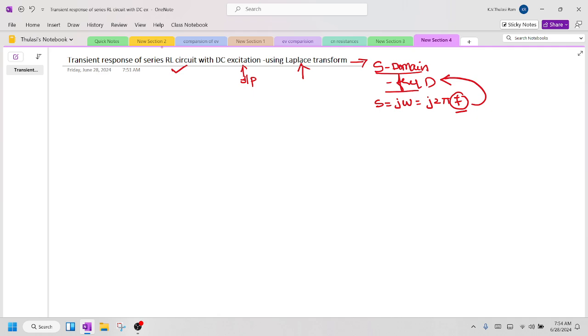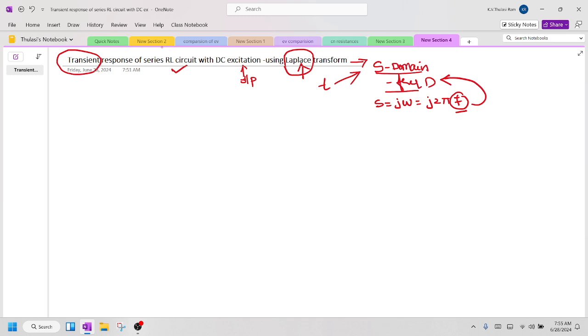It's nothing but writing L di by dt, i equals C dv by dt. But there are some complications and it's very tough to solve. So we are going to simplify it by converting all those time domain functions into S domain. Let's try to find the transient response. It's very simple to understand.